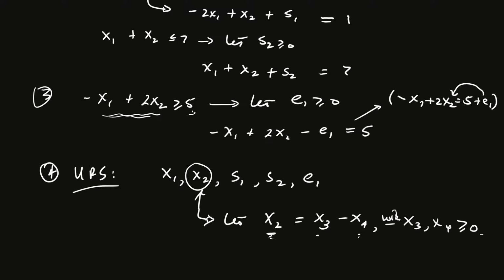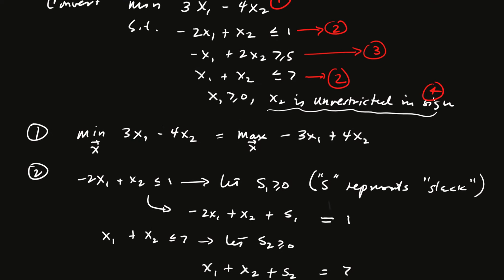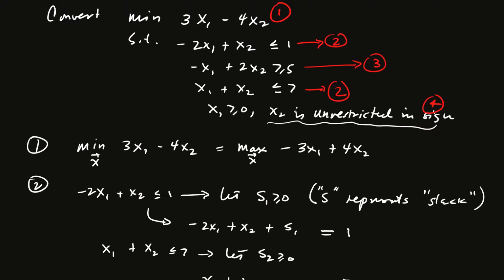Good. And so what we end up with then is our new variable set. The variables are now x1, x3, x4, s1, s2, and e1. Good. So we've got a lot of new variables. And so here I go. Let's start off with our set of equations here and rewrite it so that it's in standard form.